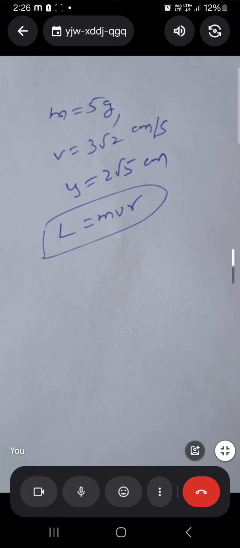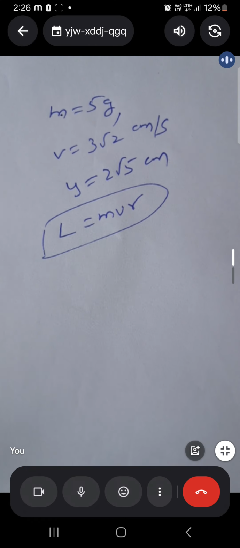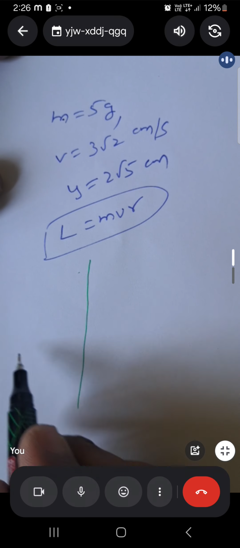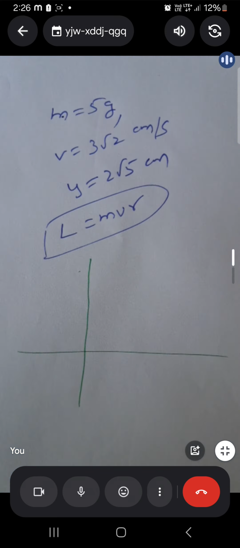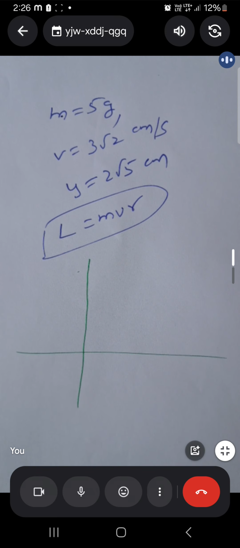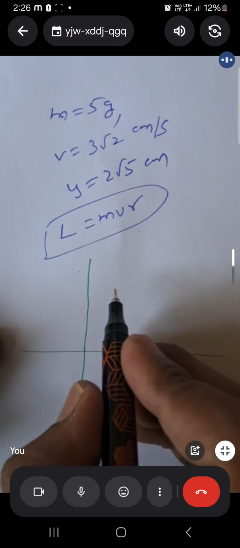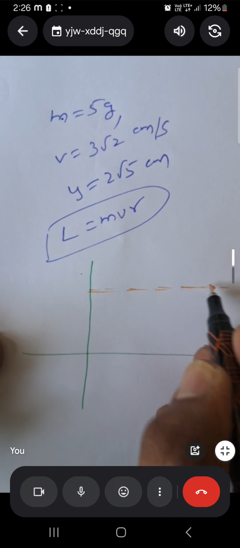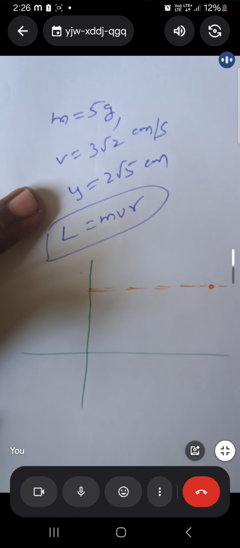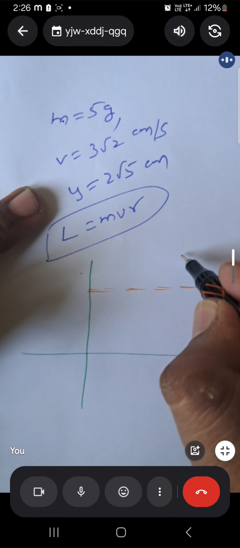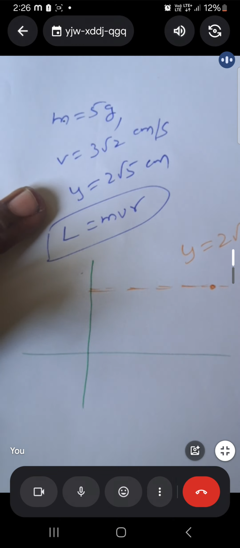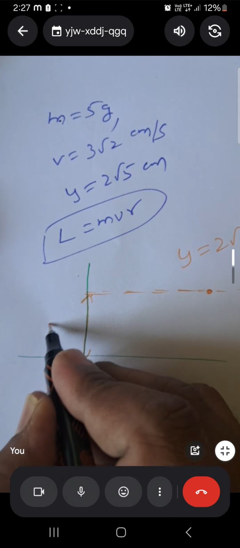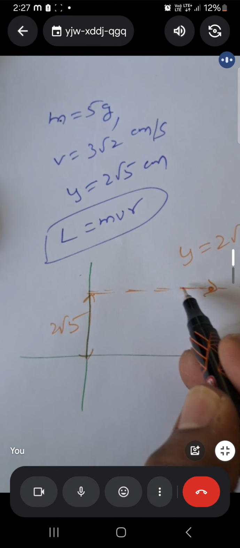Okay, given that there is an xy plane. Let's take this one, the xy plane. In this xy plane, there is a particle moving along this direction. Given that y equal to 2 root 5, so this height is 2 root 5. Here the particle is moving.